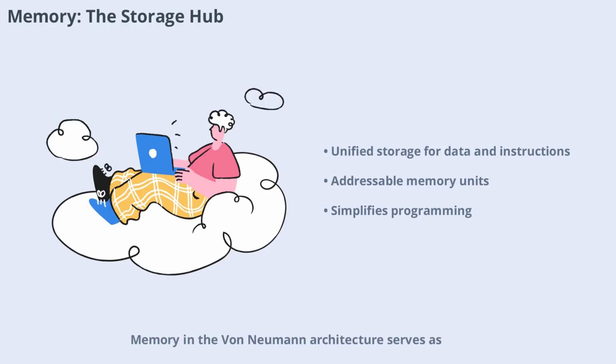Memory in the von Neumann architecture serves as the central storage for both data and instructions. This unified approach means that the CPU can access everything it needs from one place, making processing faster and more efficient. Memory is organized into addressable units, allowing the CPU to quickly locate and retrieve information. This design simplifies programming and enables computers to handle a wide variety of tasks. Without this innovation, modern software would be much more difficult to create and run.